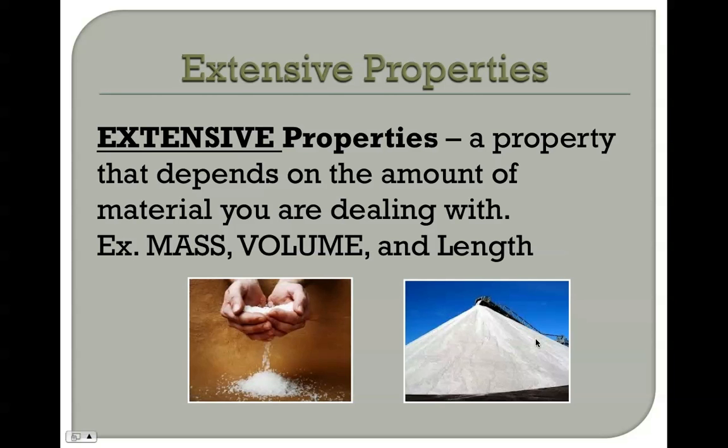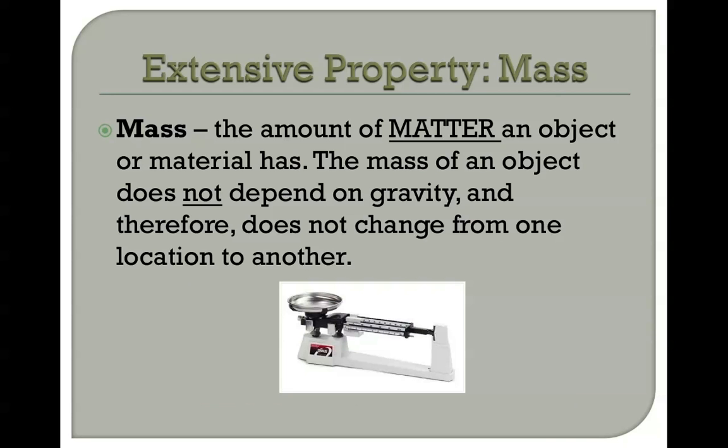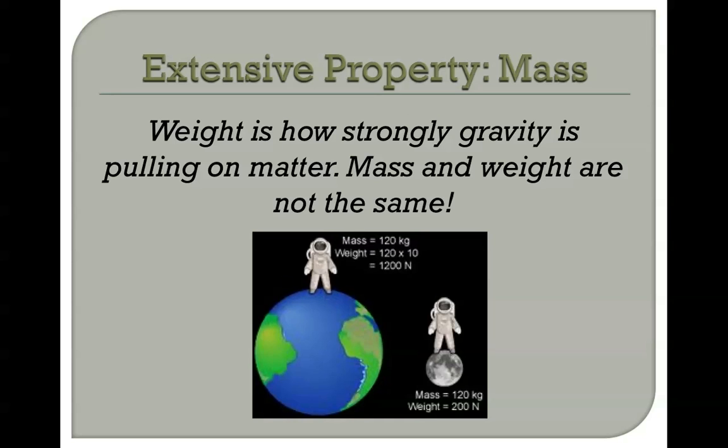So let's go and look at mass and volume just a little bit more. Mass is the amount of matter an object has. This doesn't depend on gravity like weight does. So it's not going to change from one location to another because it's about that amount of matter that it has. So be very careful, try not to interchange weight and mass because they aren't the same.